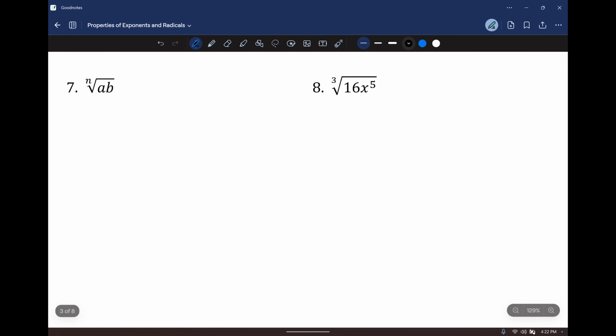All right. Number 7 is more of like an exploratory problem. We're not going to have an actual answer in the end. It's just kind of demonstrating the product property of radicals so that we can kind of see how they work.